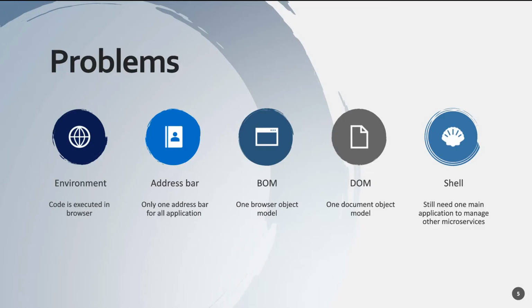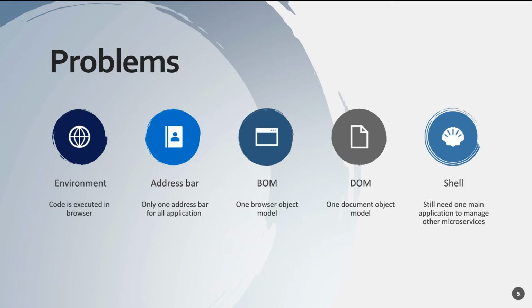Your code is executed on the client machine. You have only one address bar, one browser object model, one document object model, and you still need one main application to manage other microservices. So here we understand that we need a method that will allow us to make this migration in rather simple, predictable, and as little risky as possible steps.